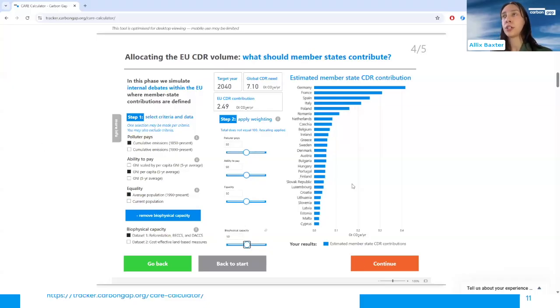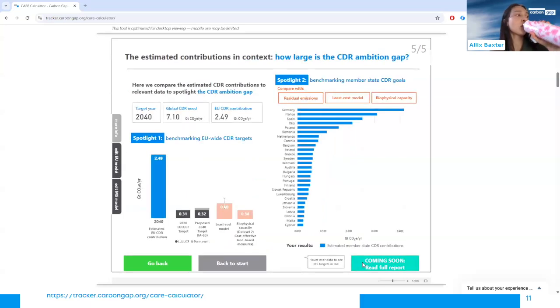So with this configuration, we can see that Germany is required to give the most CDR, and their contribution is around 4 gigatons per year. They're followed by France, Spain, Italy, and Poland. I think Alex meant 0.4 gigatons, which is 400 megatons. 0.4, sorry. Exactly. Thank you.